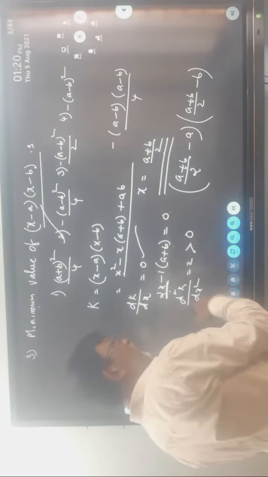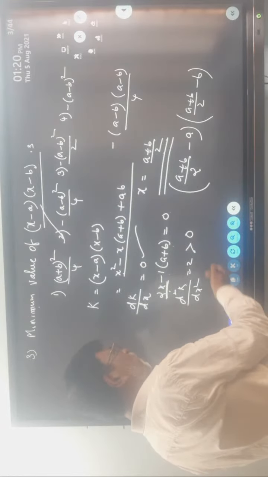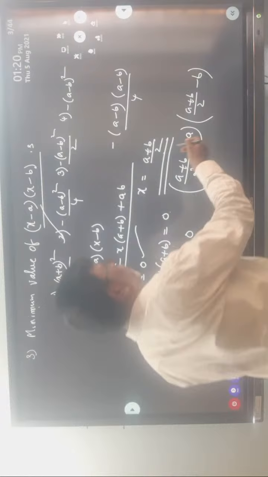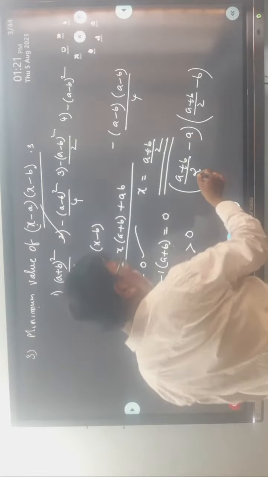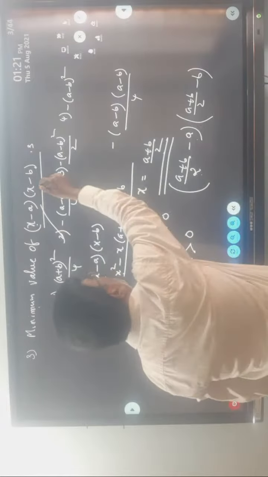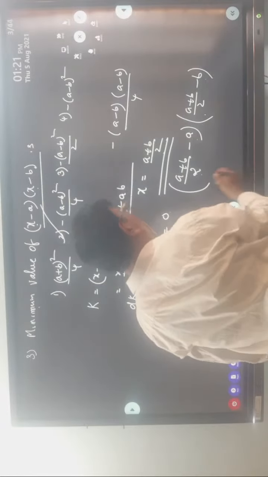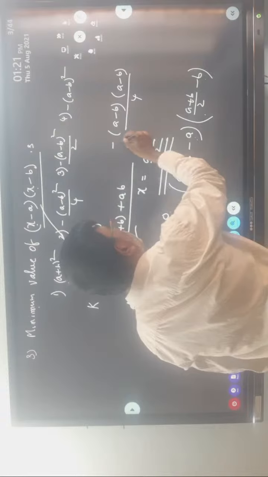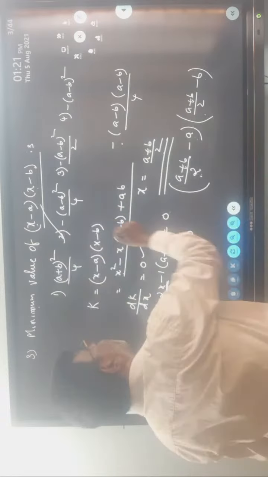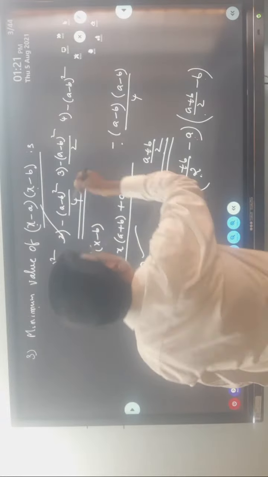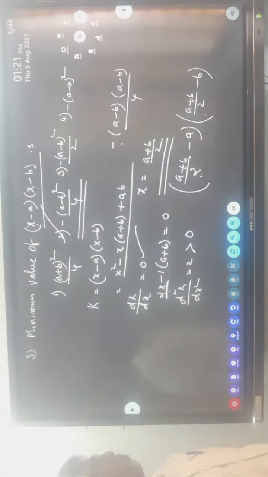If you want to check that, the second derivative is also greater than 0, so it has a minimum value. So substitute x equal to that value here. x is nothing but (a plus b) by 2 minus a. Here is minus 2a, minus of (a minus b), (a minus b), that is minus of (a minus b) whole square by 4, which gives the second option.